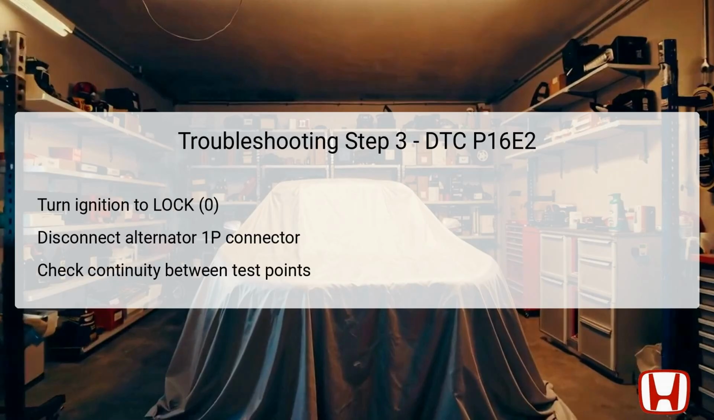In troubleshooting Step 3, start by turning the ignition switch to the lock 0 position to ensure all systems are powered down safely. Following that, disconnect the alternator's 1P connector, severing its connection to the vehicle's electrical system temporarily. This disengagement is crucial for testing continuity without interference. Using a multimeter or suitable continuity testing tool, check for continuity between test points 1 and 2, specifically the tan wire from the alternator 1P connector to the body ground.